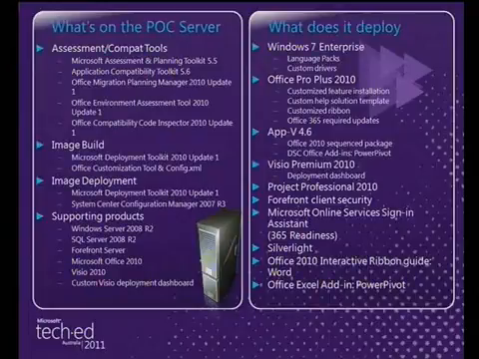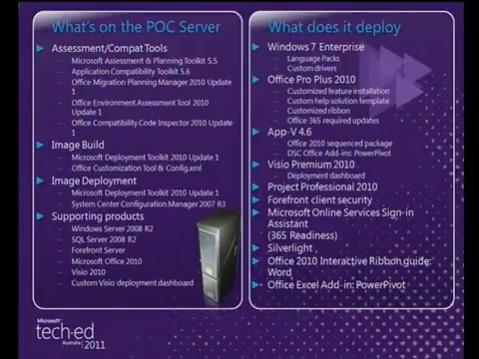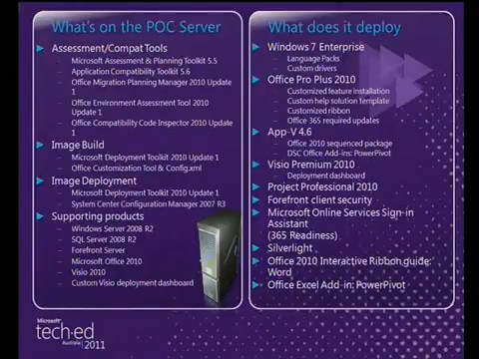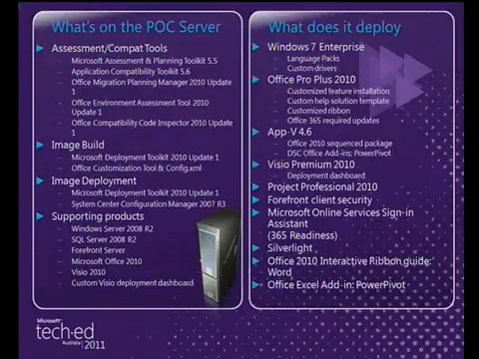And so what we'll actually deploy is Windows 7, Office Pro Plus, AppV 4.6, Visio Premium, Project Professional, Forefront Client Security. We'll also deploy the online services sign-in assistant for getting ready for Office 365, as well as Silverlight and some of the training tools as well through this desktop kit. So it is fairly all-encompassing.